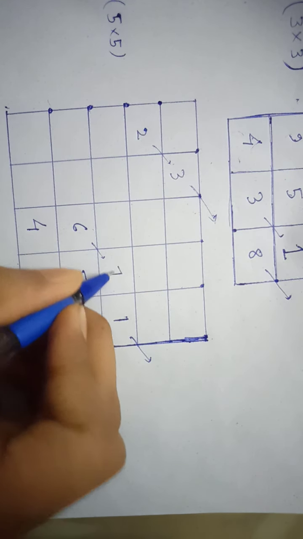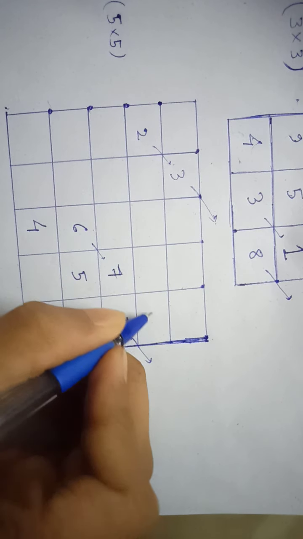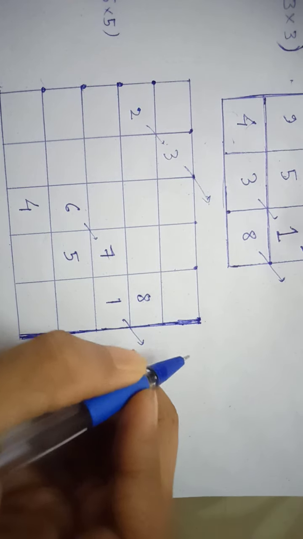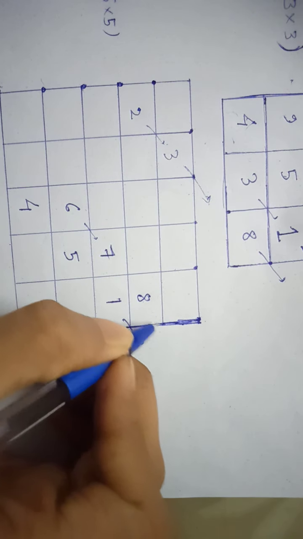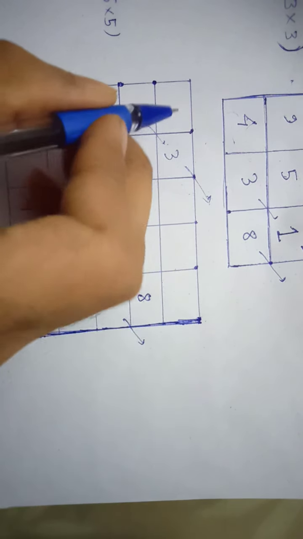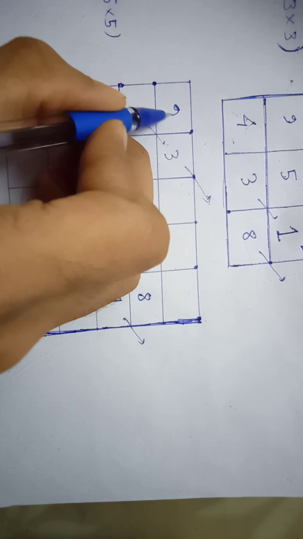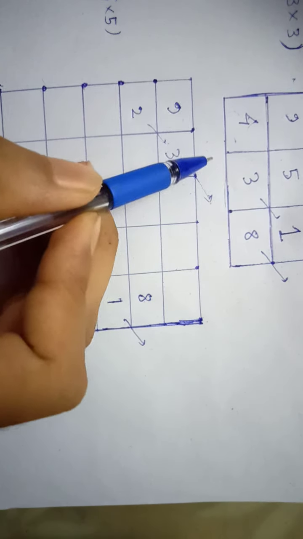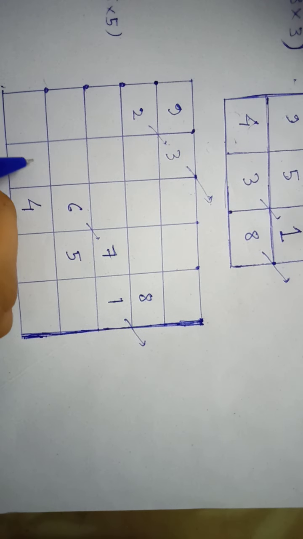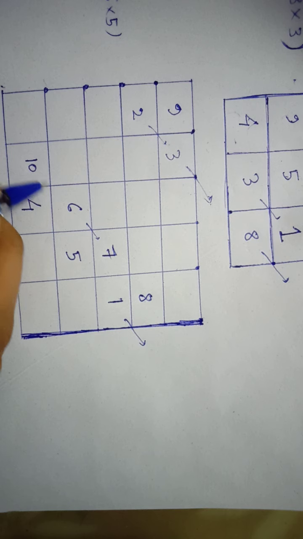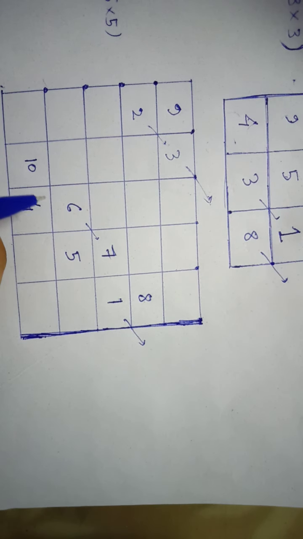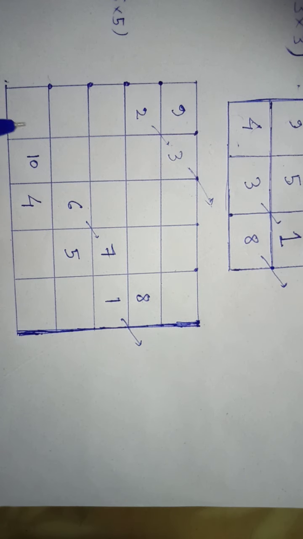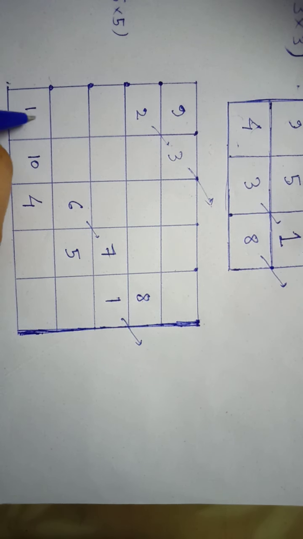moves diagonally. 7, 8 moves diagonally, no box is to be found. So the number 9 is in here. Moves diagonally, no box is to be found. So the number 10 is here. Here collision occurs between 10 and 6. So the number 11 is in here.